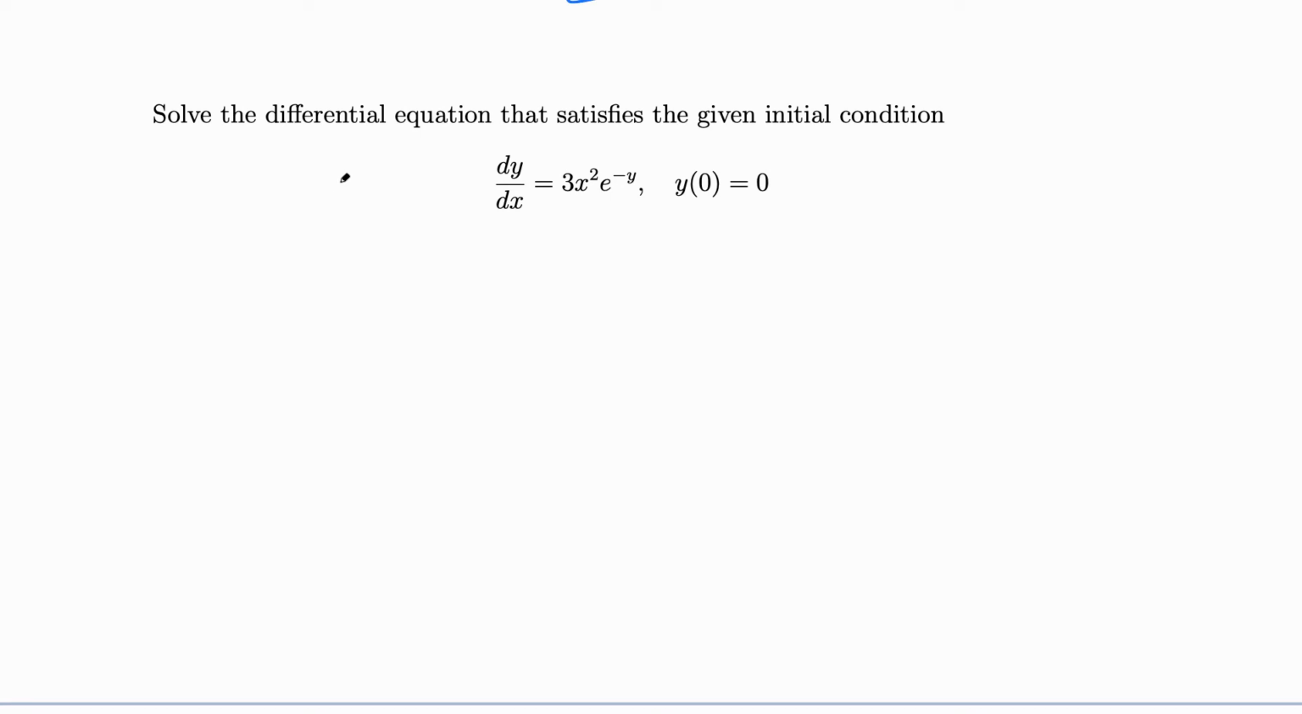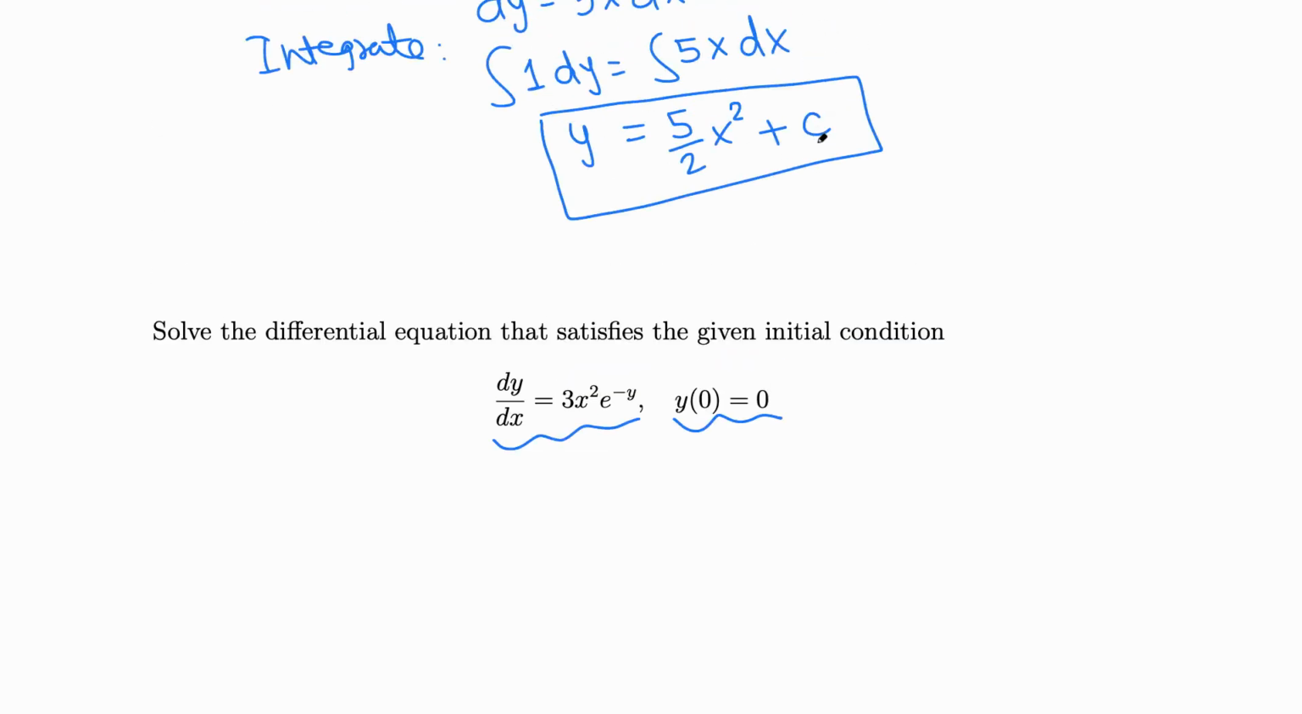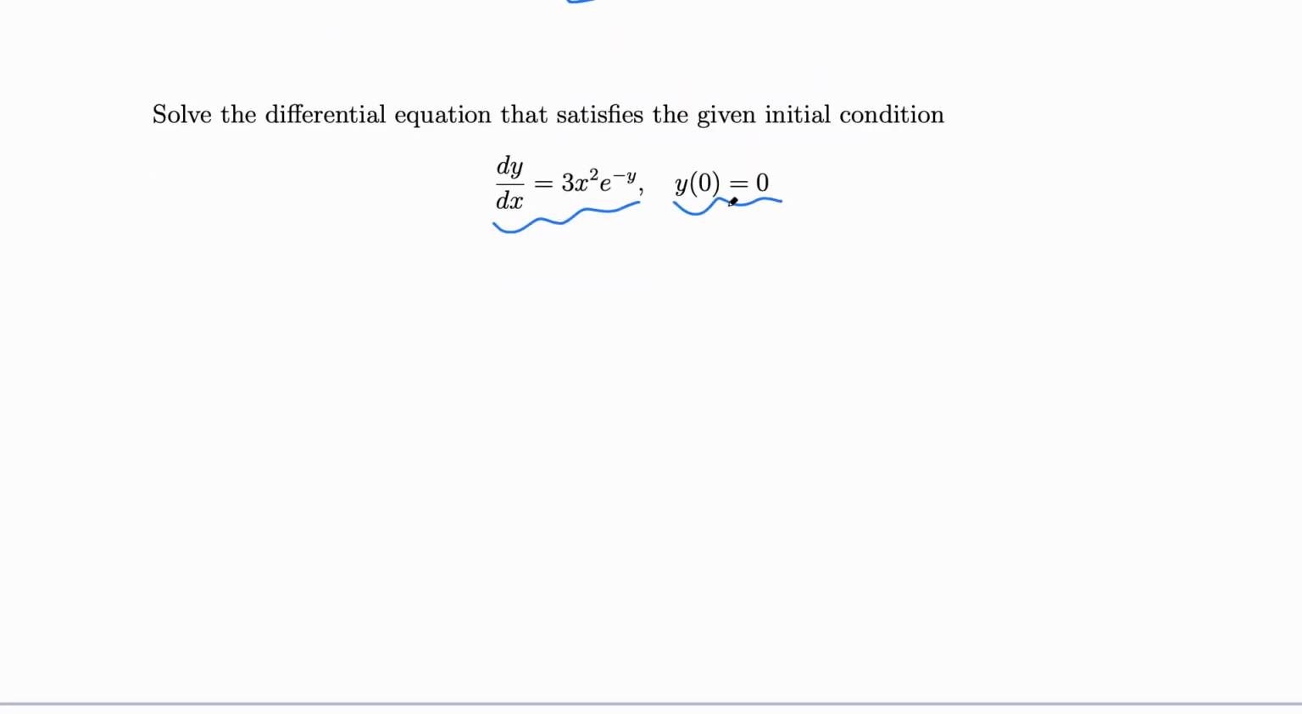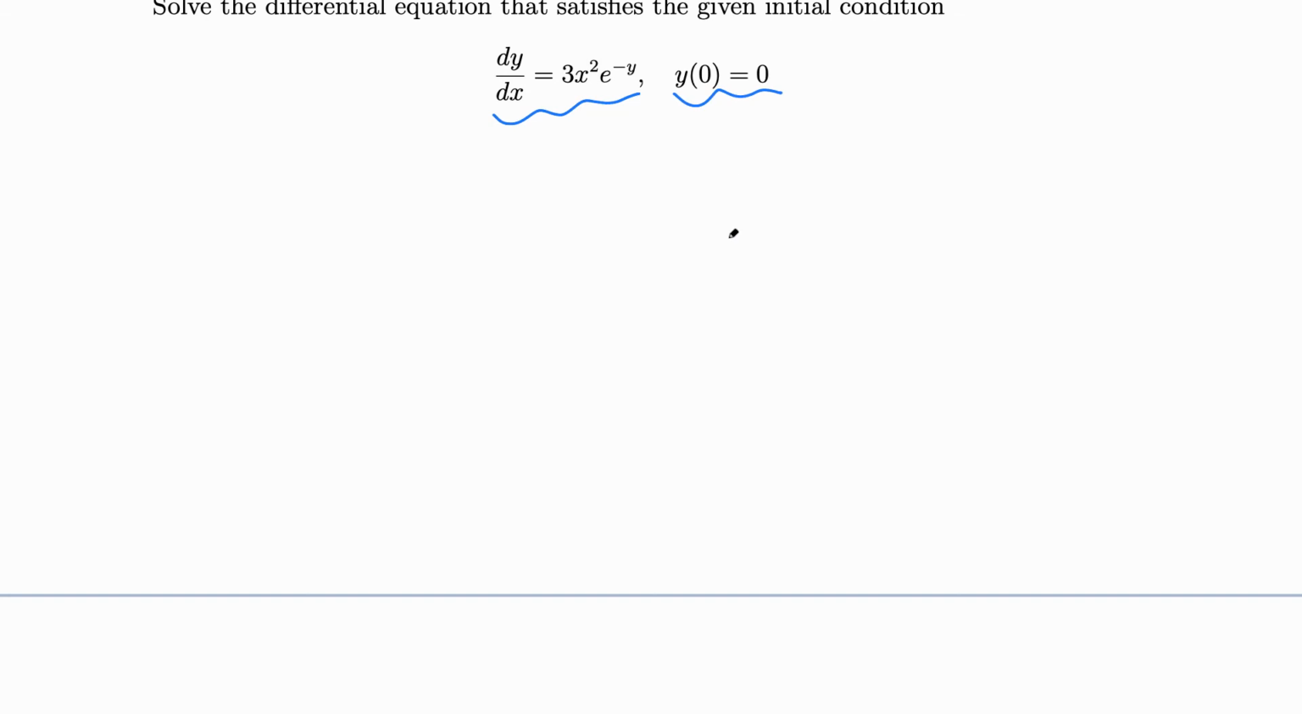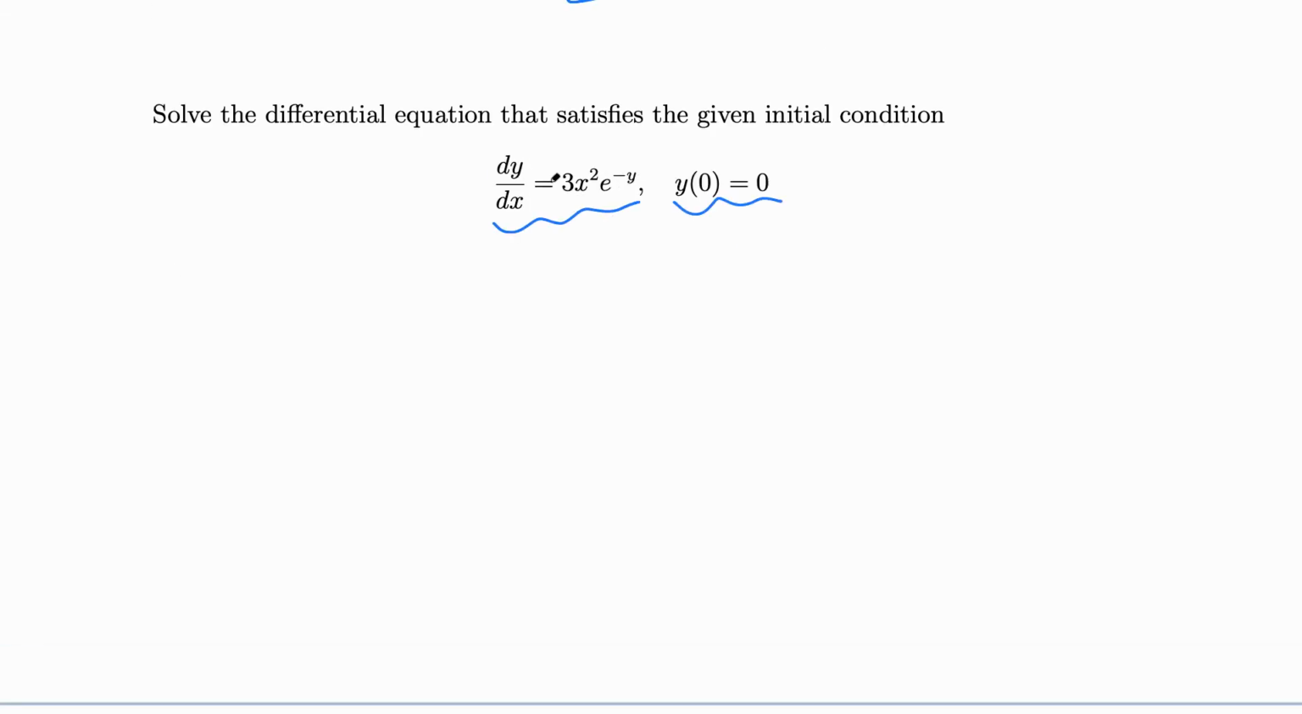Next, solve the differential equation that satisfies the given initial condition. Sometimes we have a differential equation and an initial condition. With this initial condition, we can find the value of c. Like here we had this c. Now that c will be determined uniquely in this question. So let's look at this differential equation.